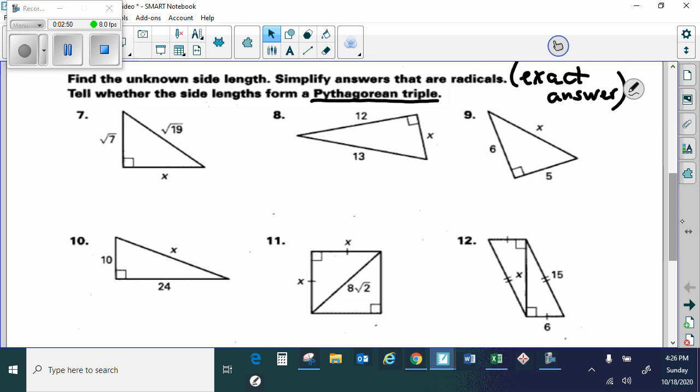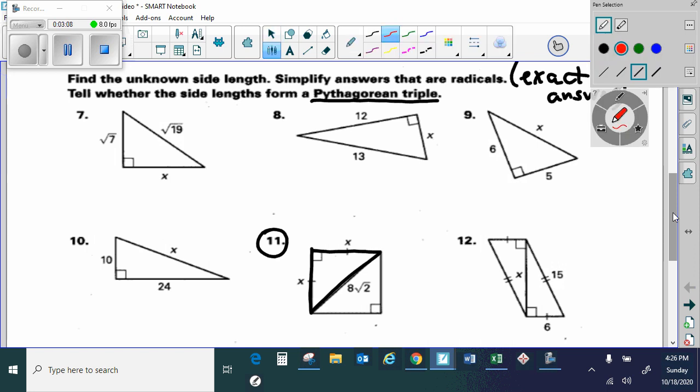Let's go ahead and look at 11. That's probably the one that's going to be the most trouble for most of you. Notice, what kind of triangle is this right here called, besides it being a right triangle? We know that. There's a more specific name that we can call that right triangle. We've used this word before.